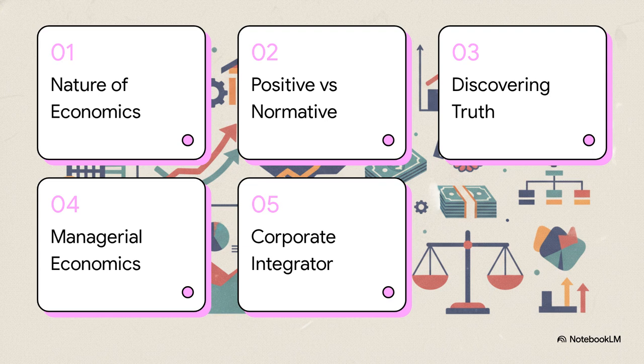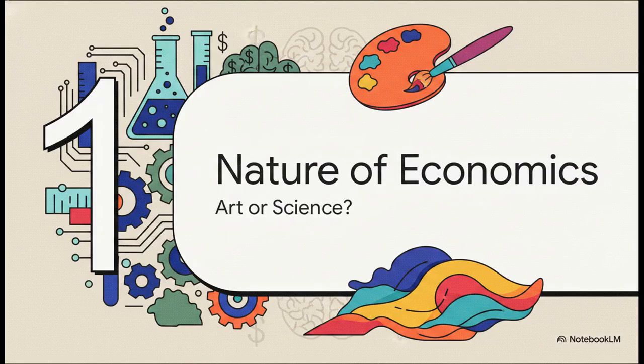Here is our roadmap. First, the nature of economics. Second, positive versus normative science. Third, discovering truth. Fourth, we enter managerial economics. And finally, number 5, the corporate integrator. All right, let's kick things off with Section 1, the nature of economics, art or science.